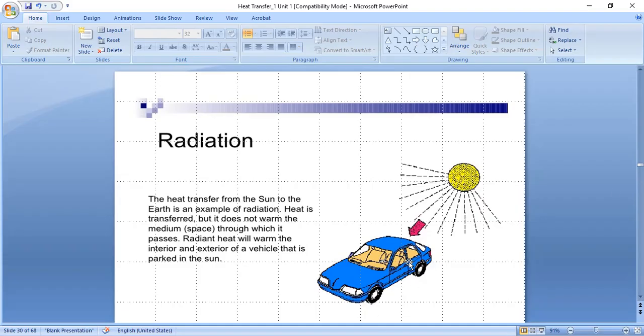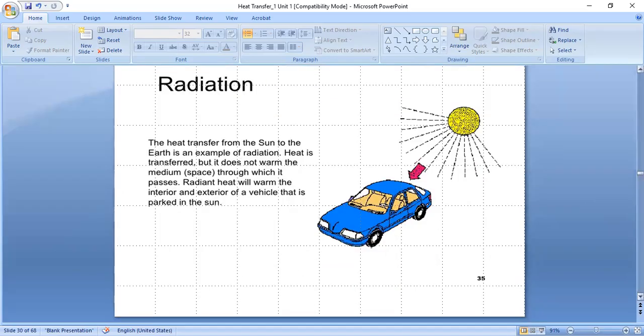Look here, your car is standing outside in your office park in the sunbeams. These sunbeams continuously supply heat to your car. The heat transfer from the sun to the earth is an example of radiation. It is transferred but does not warm the medium through which it passes. Radiant heat will warm the interior and exterior of a vehicle that is parked in the sun. That is called radiation.